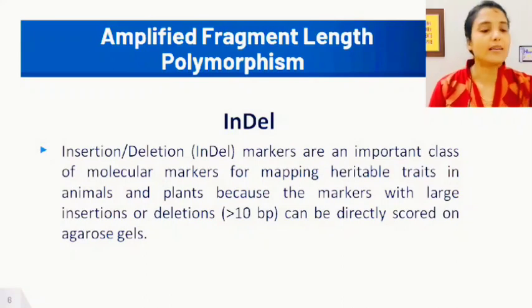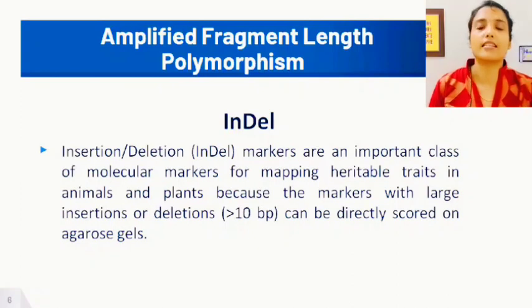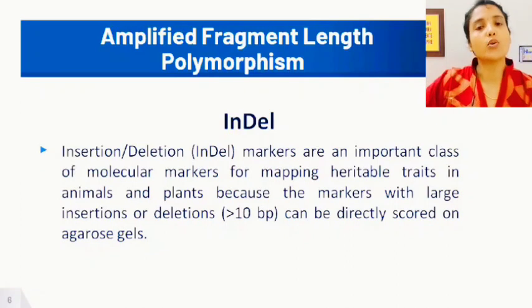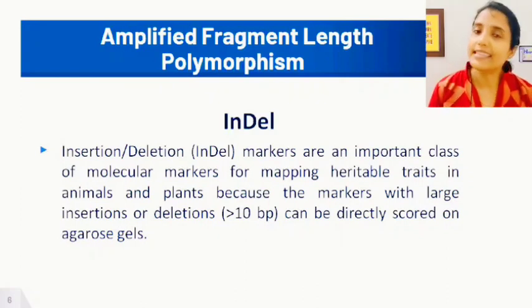It's nothing complicated. Suppose a particular set of nucleotides has been inserted into the genome. You already had a genomic segment, and due to some mutations, due to some variations, a particular set of nucleotides has been inserted. That is called insertion. Suppose from another place, a particular set of nucleotides has been deleted. That is called deletion. And in case more than 10 base pairs have been inserted or deleted, these can be easily detected by agarose gel electrophoresis.